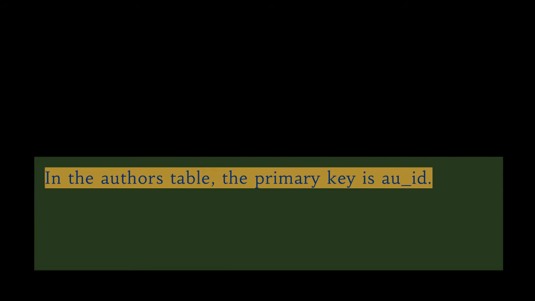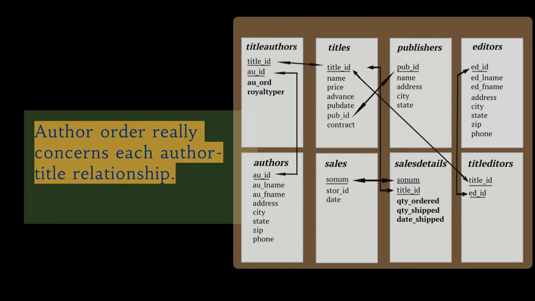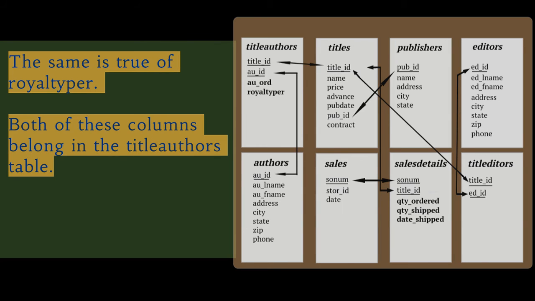In the authors table, the primary key is AU_ID. When you check each column, you find that AU_ORD, the position of an author's name on a multi-author book, is not about an individual author, AU_ID, because an author might have several books and might occupy a different position on each: first, second, or third author. Author order really concerns each author-title relationship. The same is true of royalty per. Both of these columns belong in the title authors table.